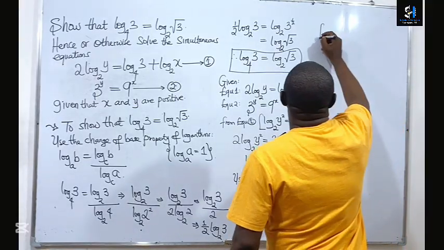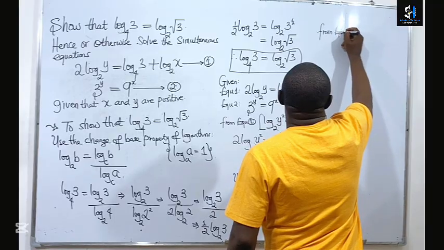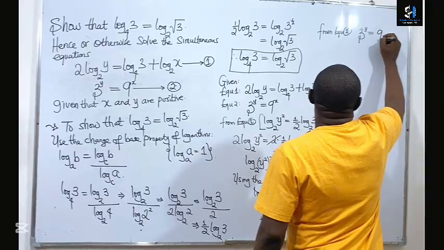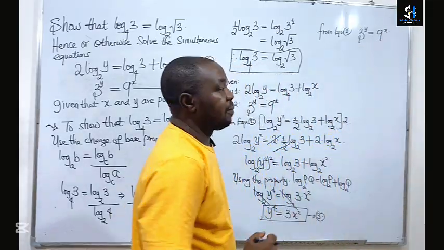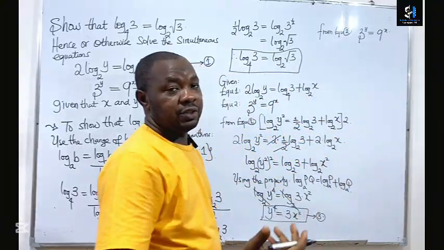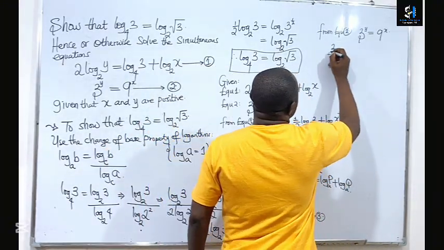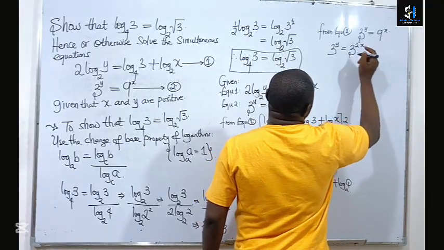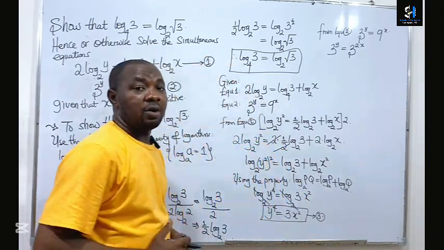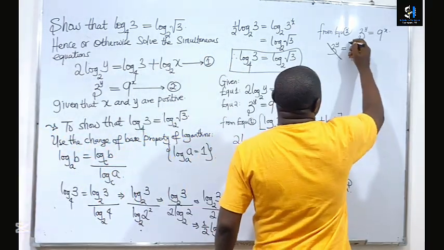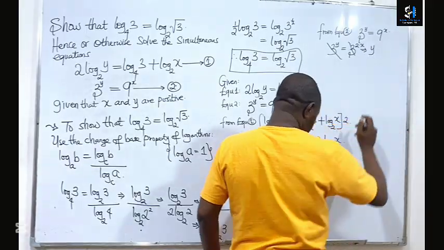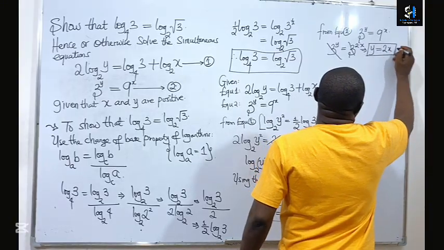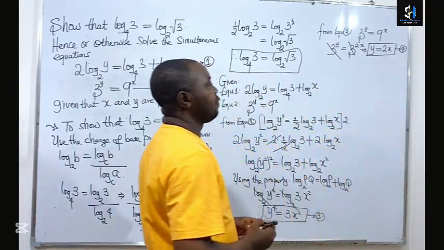So now from equation 2, we have 3 exponent y equals 9 exponent x. Okay, 9 can be written in terms of base 3 as 3 raised to the power of 2. So this will be 3 exponent y equals 3 raised to the 2nd power multiplied by x, and that will be 3 raised to the power of 2x. So that equation 4 can now be y equals 2x.